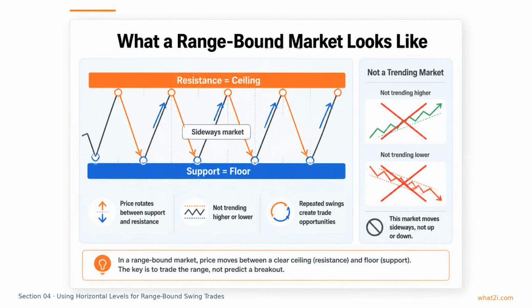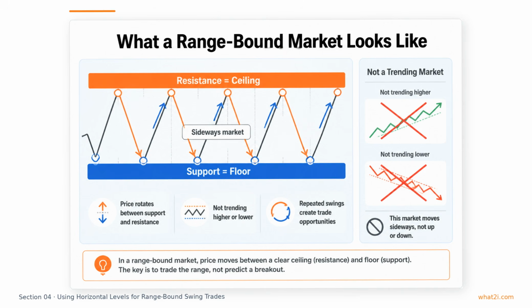So far, we have focused on trades that bounce from support or reverse at resistance. Another useful environment is the range-bound market, where price moves sideways instead of trending. In a range, price rotates back and forth between a lower support area and an upper resistance area. Resistance acts like a ceiling that keeps stopping advances, while support acts like a floor that keeps catching declines. For swing traders, the opportunity comes from working those repeated swings between the two boundaries.